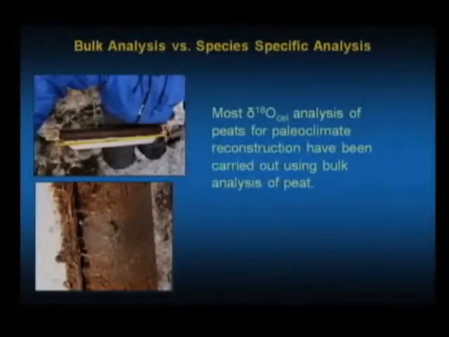And again, most oxygen 18 analyses that have been done on peats up to the present time have all been done using bulk samples. So they go in and get this nice core like this and say, oh, there's a little chunk right here, and you just take it and run your analysis on that. But there are some issues with that.